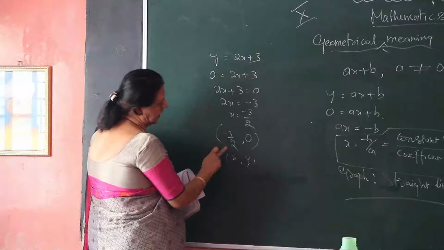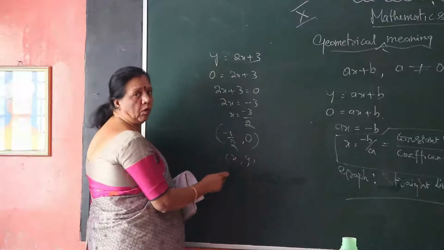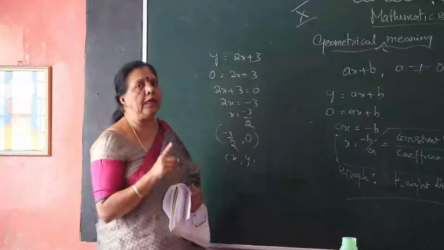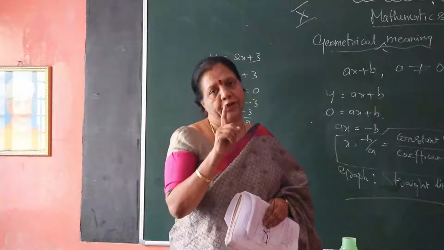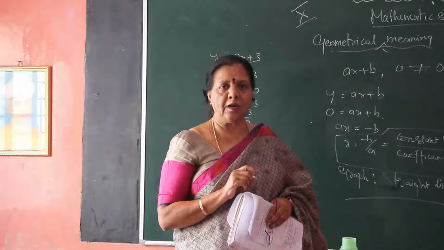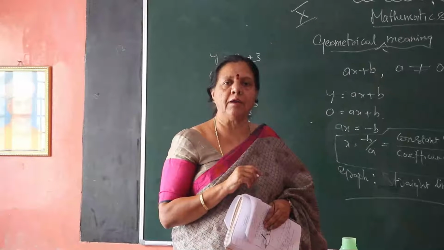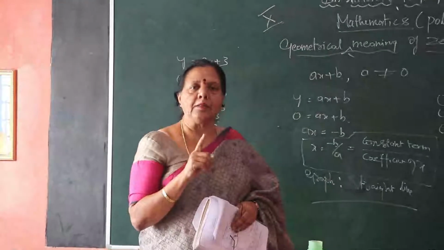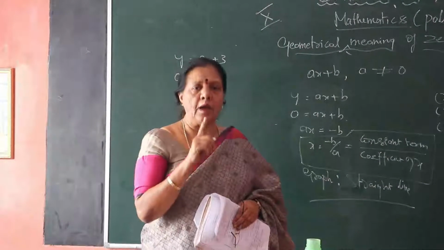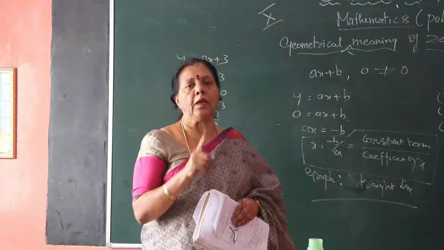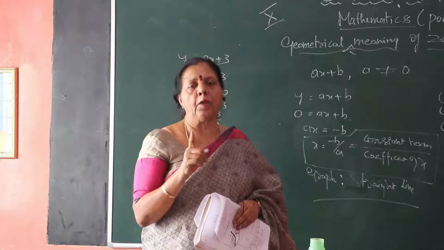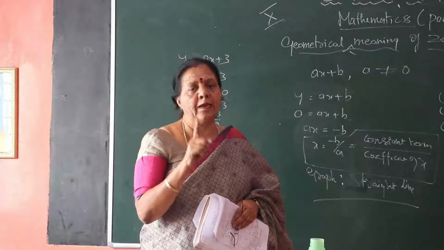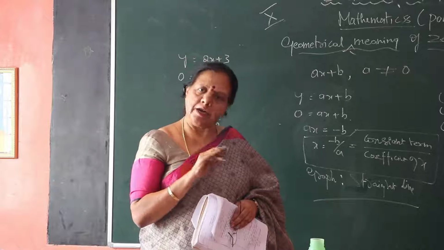See, x is minus 3 by 2, y is 0. Therefore, under the linear polynomial, we are getting a straight line. Clear, children? What type of curve are we getting under the graph? Under the linear polynomial, we are getting a straight line. Repeat it, children. Okay, children, it is clear.